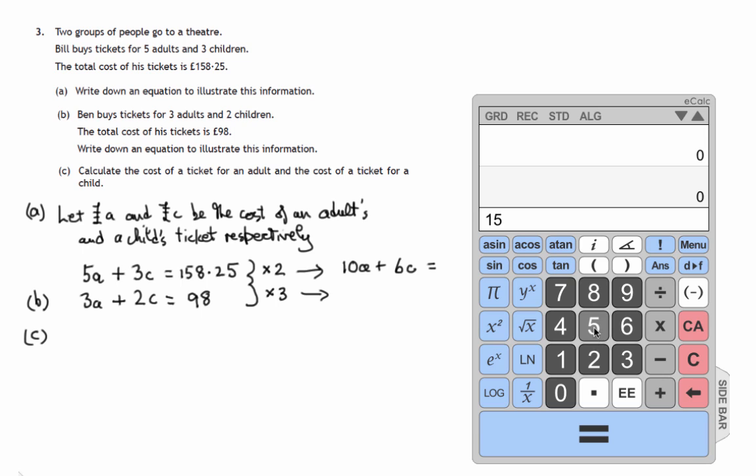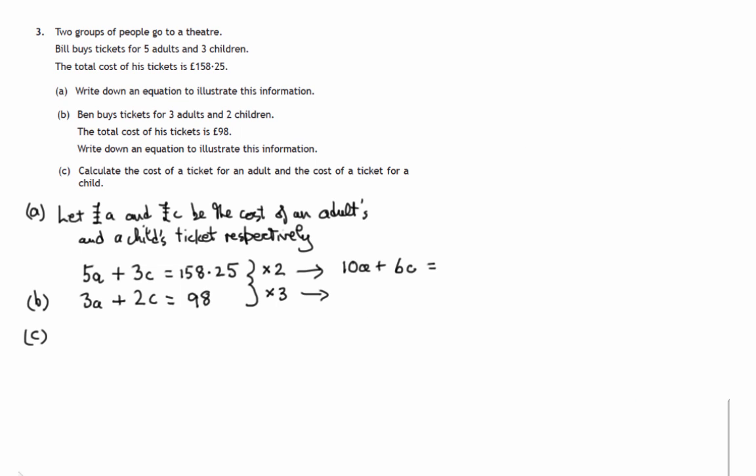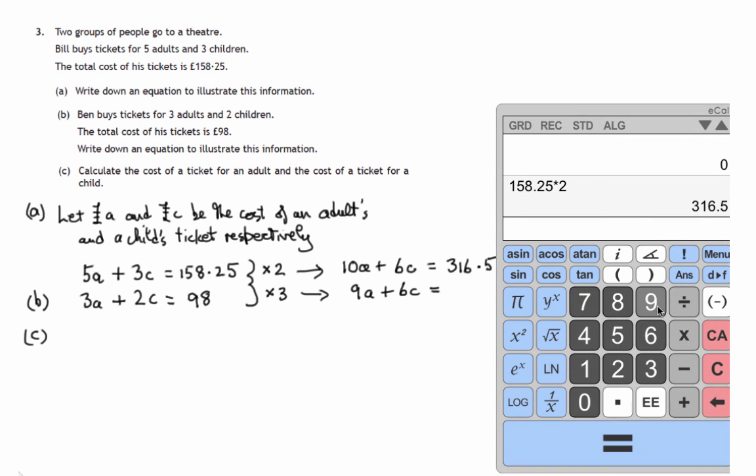So if we do that in the first equation, the 5A then becomes 10A, the 3C becomes 6C, and the 158.25 becomes, you'll need probably your calculator for that one. 158.25 times 2. That gives us 316.5. And then trebling all the quantities in the second equation, 3 lots of 3A is 9A, and 3 lots of 2C is 6C. And then trebling 98 comes to 294.